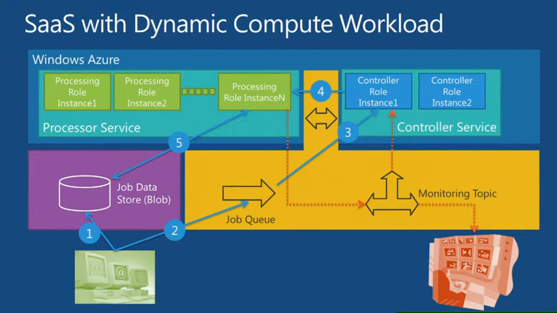So once a processing instance has a job assigned, it will then go and grab the data out of the job store, and then will process the job. And while all that happens, there's a topic that data is being pumped into about the status of the job, and that's where the monitoring guys from the SaaS provider, as well as the customer, can go and see how the job is doing, because it's a broadcast pattern that's being applied here.